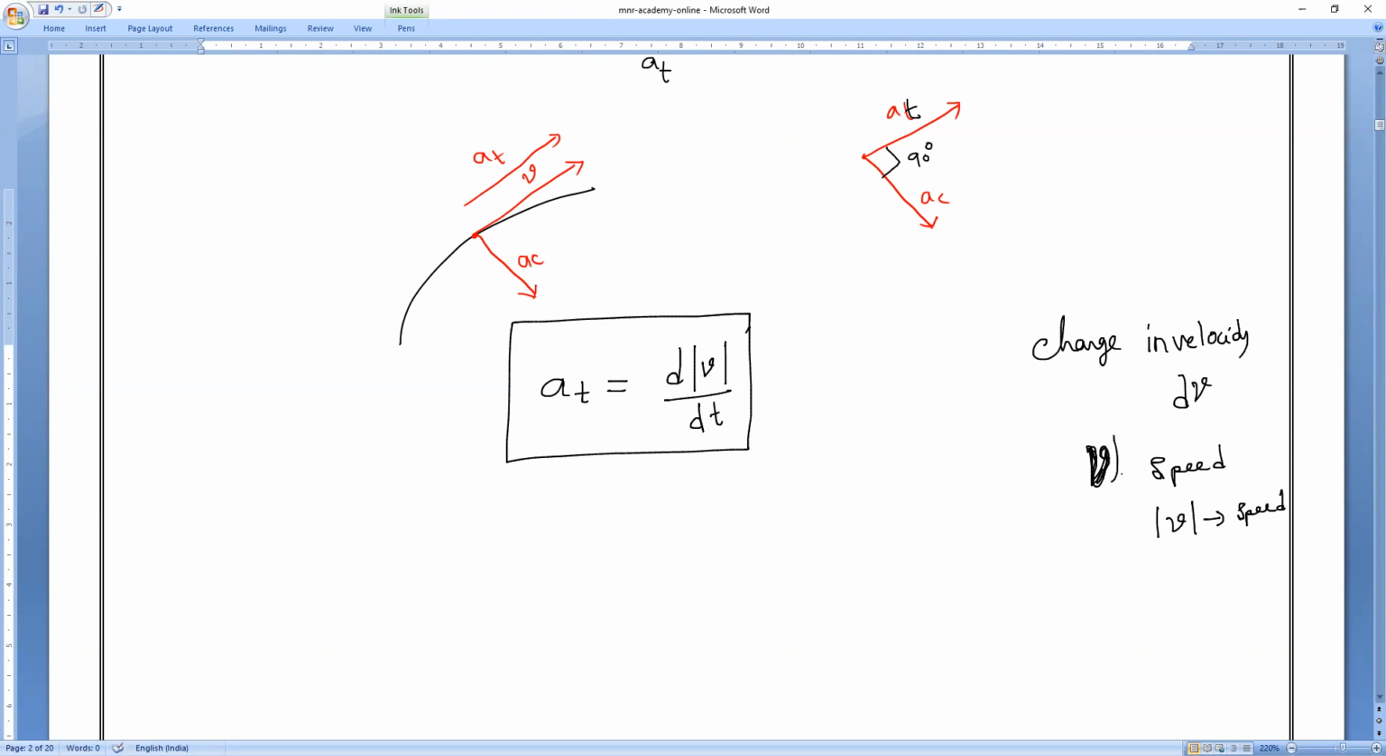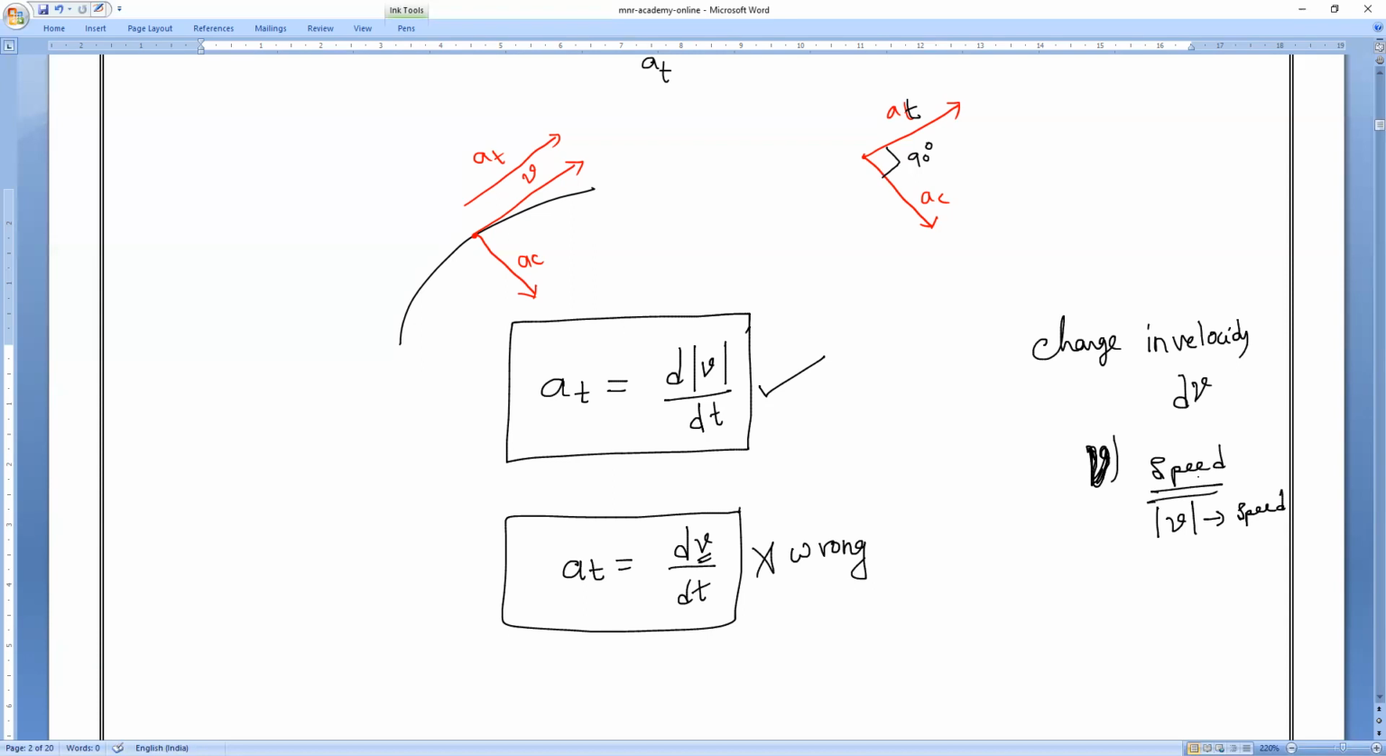So tangential acceleration means it is change in velocity or change in speed? Change in speed. That is why this is the perfect formula. For example, if I write it like this, it is wrong. Why is it wrong? Because this indicates velocity, and velocity cannot be considered here, because velocity changes by direction. Direction can change, magnitude can also change. But if it is changing by magnitude, it is definitely the change in speed. That is what you should understand. Everybody clear?